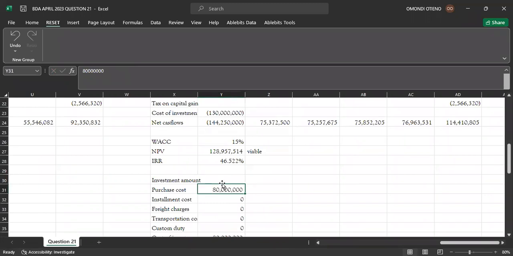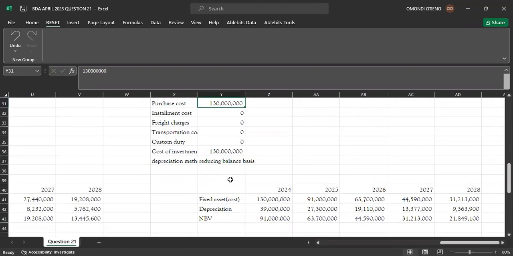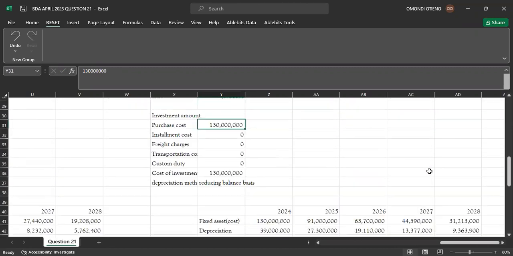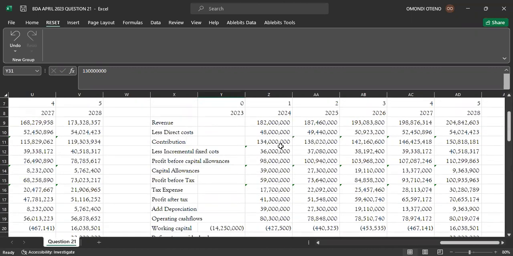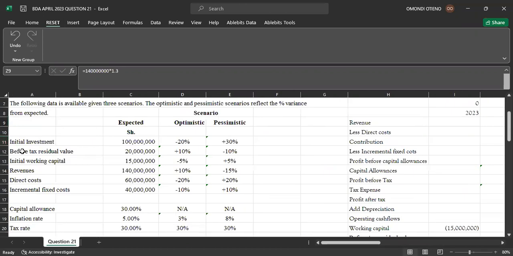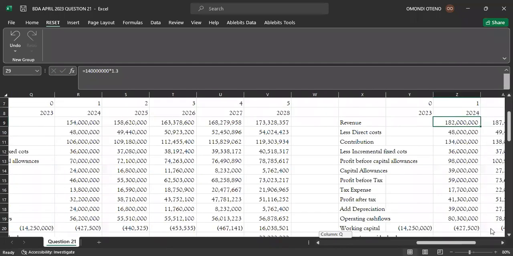So the purchase cost we are going to have 130 million. Automatically it moves down here. Everything is adjusted down here. About revenue, or let's follow this order. Before tax, residual value is reducing by 10% of the expected. So it will be 90 of what is given there.